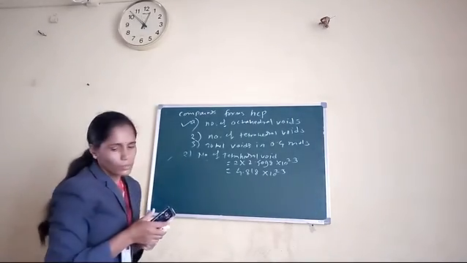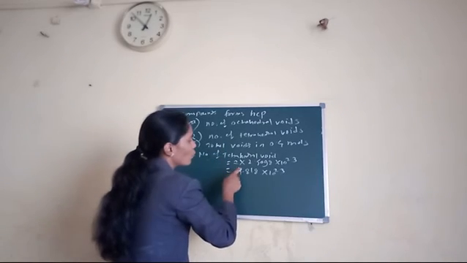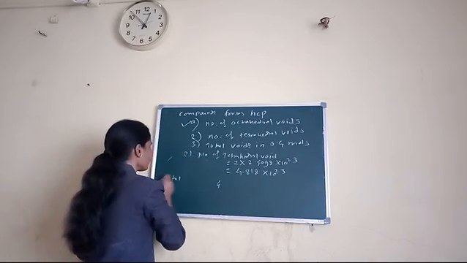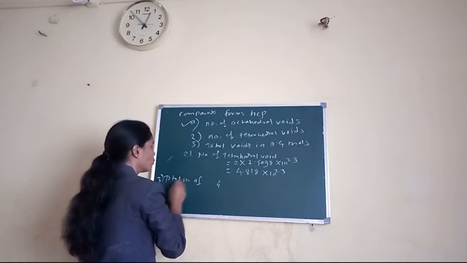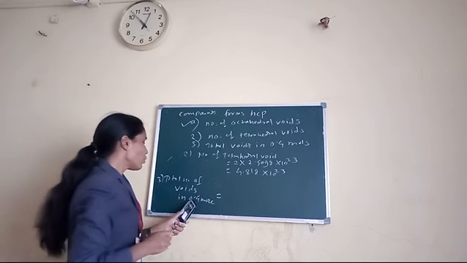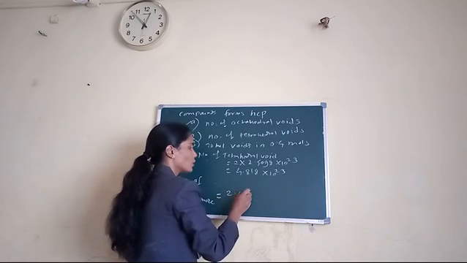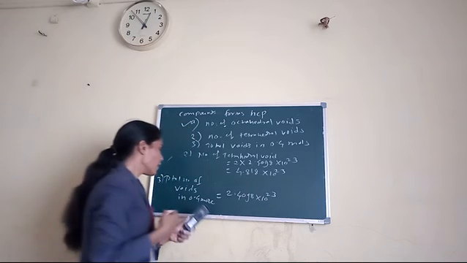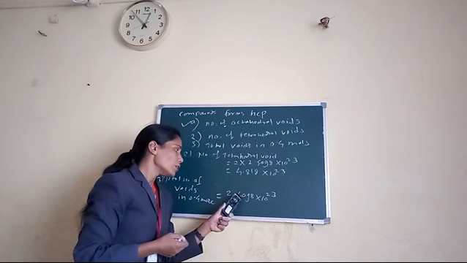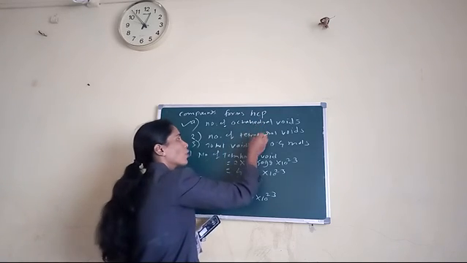Then the last is the total voids in 0.4 mole of substance. The 0.4 mole substance contains 2.4098 into 10 raised to 23 atoms, and the number of octahedral voids is also equal to this. The total voids can be counted by the summation of tetrahedral and octahedral voids.